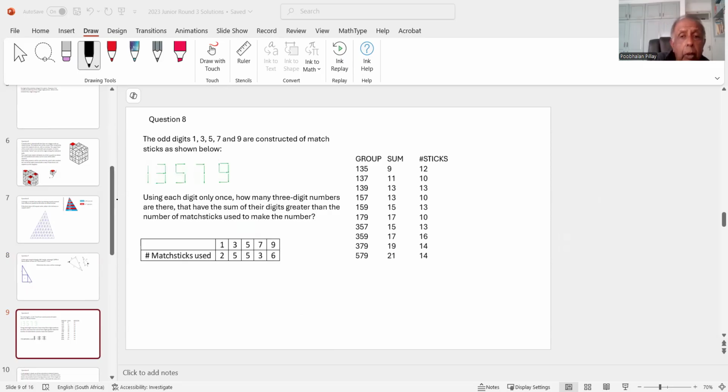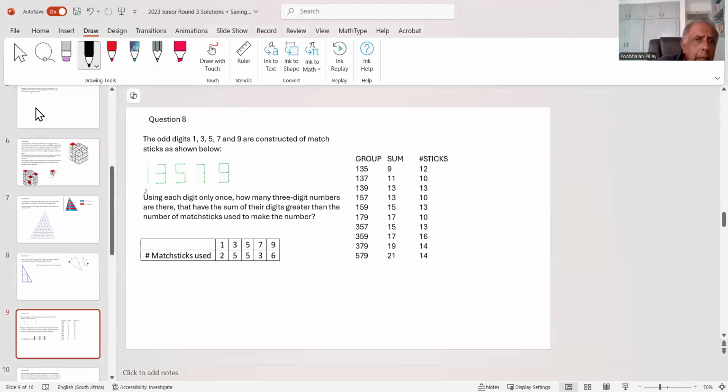In this problem, the odd digits 1, 3, 5, 7, and 9 are constructed of matchsticks, as shown. So you can see, if you make it big, there are two matchsticks here. So the 1 is made up of two matchsticks. The 3, you've got 1, 2, 3, 4, 5. The 3 horizontals, even in 5, and 2 verticals. And here you've got 1 horizontal and 2 verticals, making 3.